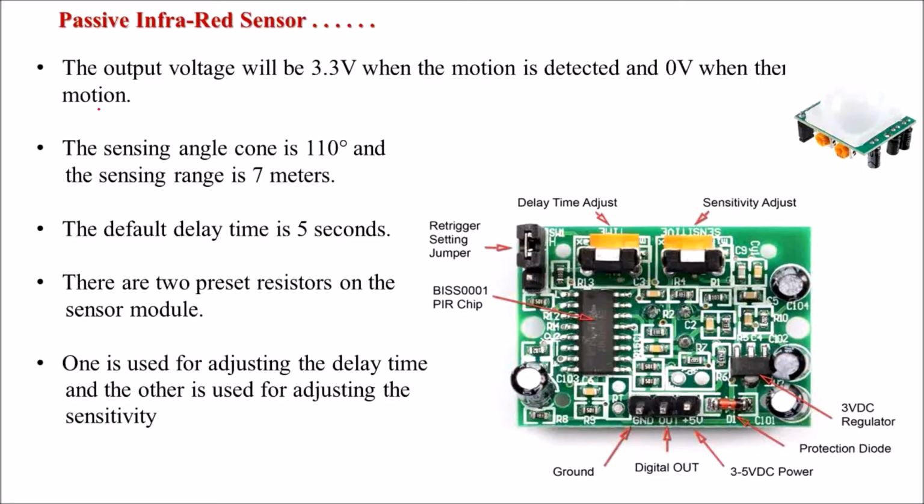So if motion is detected within this range, the output of the sensor will be at logic 1. The default delay time is 5 seconds. There are two preset resistors on the sensor module. Here we can see the delay time adjust preset and the sensitivity adjust preset. Using these presets we can change the delay time and sensitivity.